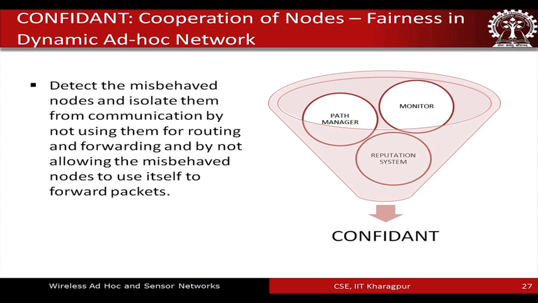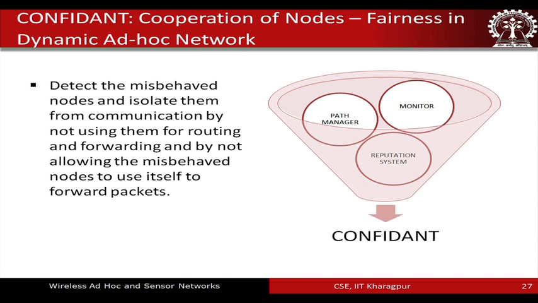I told you that CONFIDANT is a protocol that belongs to the global reputation system category. CONFIDANT stands for Cooperation Of Nodes, Fairness In Dynamic Ad-hoc NeTworks. In CONFIDANT, what is done is that it detects the misbehaving nodes and isolates them from communication, by not using them for routing and forwarding and by not allowing the misbehaving nodes to use it to forward packets.